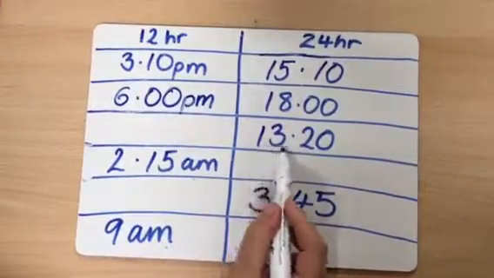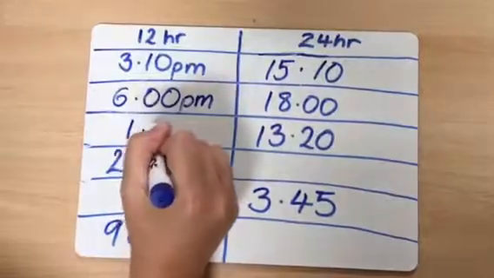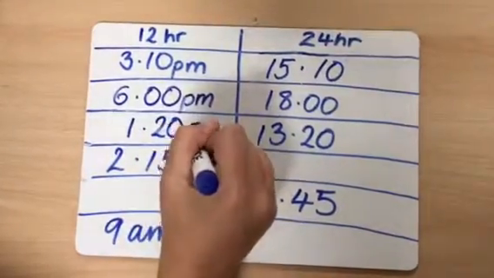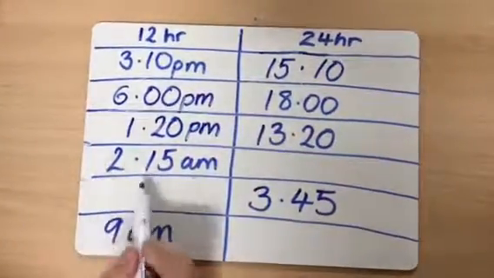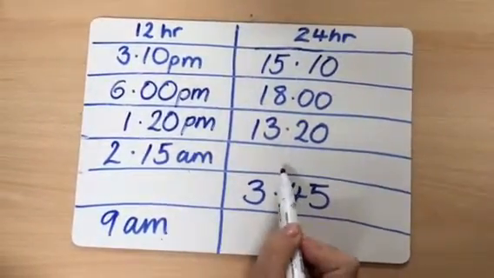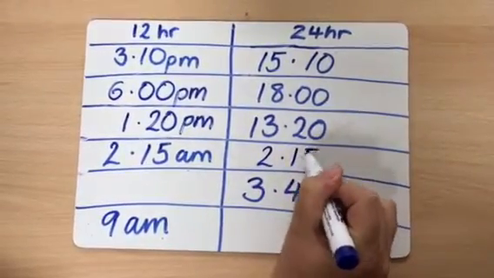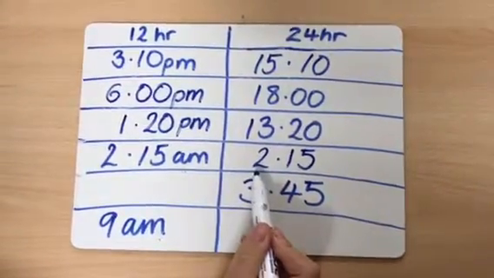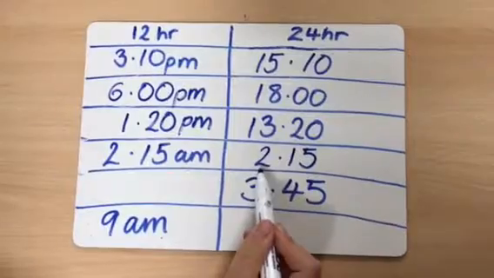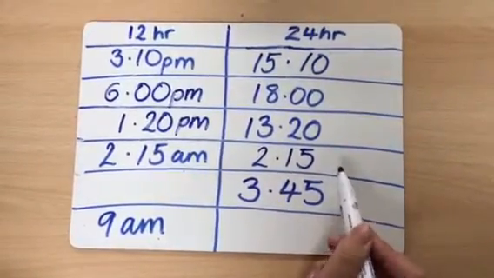For this time, we again subtract the 12 hours from the hours to give us 1:20 PM. This one's a little trickier. 2:15 AM in the 24-hour clock is still indicated as 2:15. This is because if this was in the afternoon, it would be 14:15. There's still no need for AM or PM.